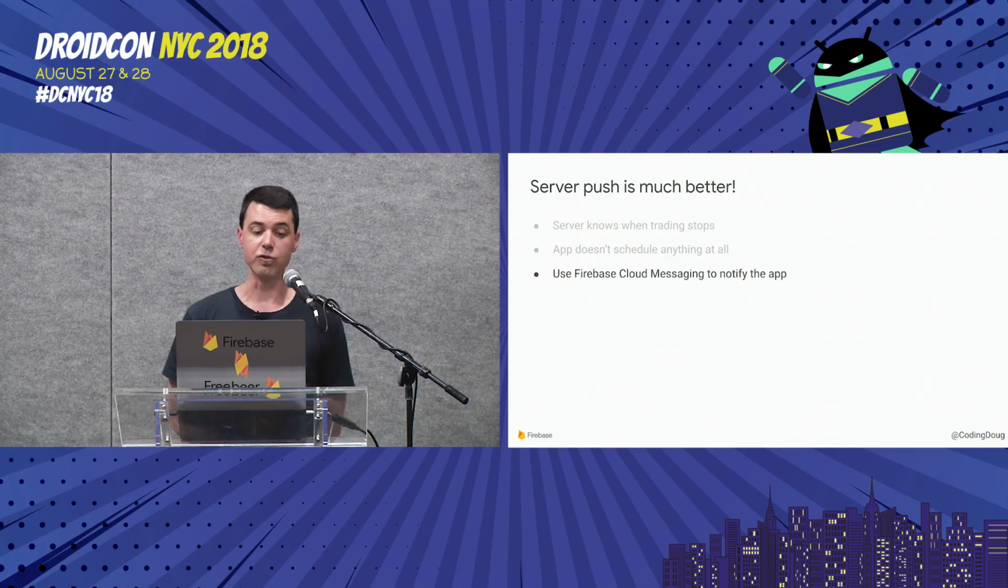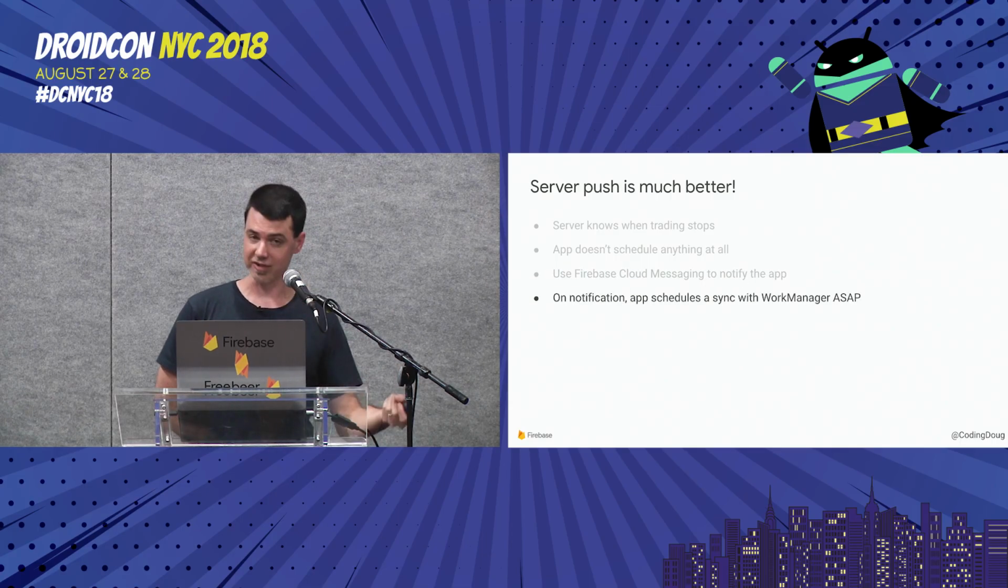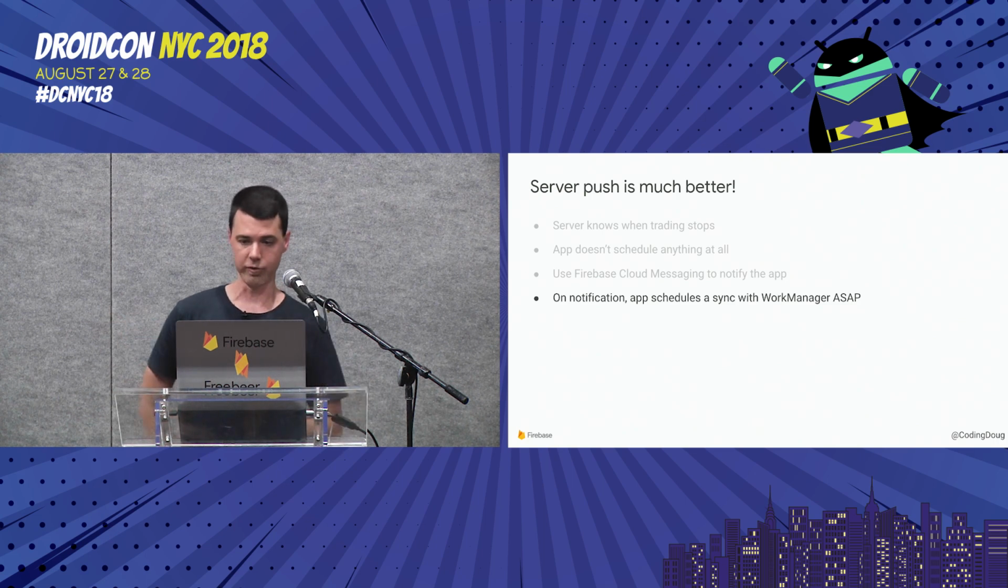So what I like to do here is use Firebase Cloud Messaging to notify the app. It's just push notifications, relatively easy to implement. When the app receives a notification, the app will schedule a sync with Work Manager. You can do a one-time request and tell it, now, go do that sync.